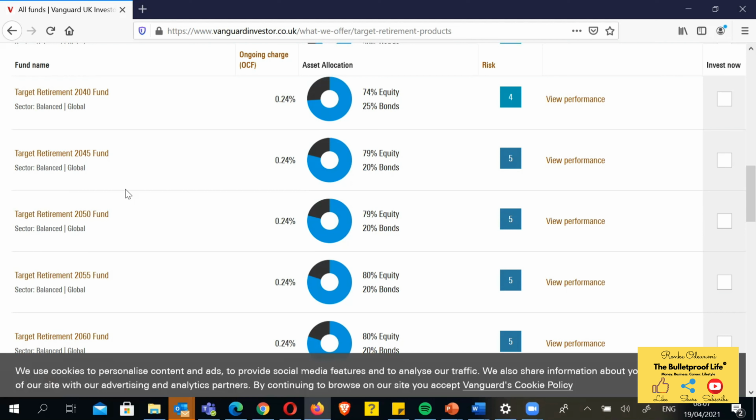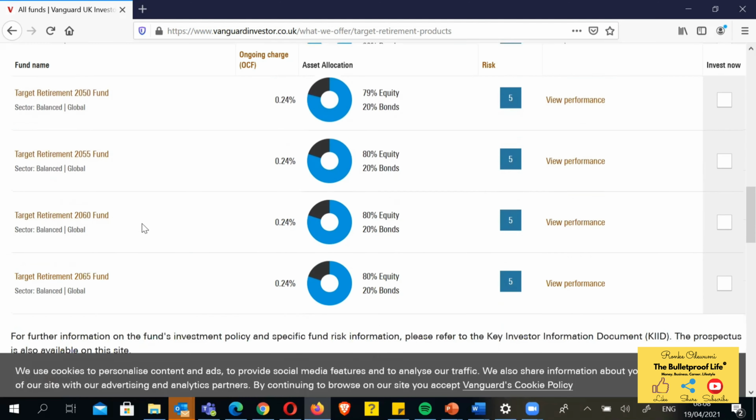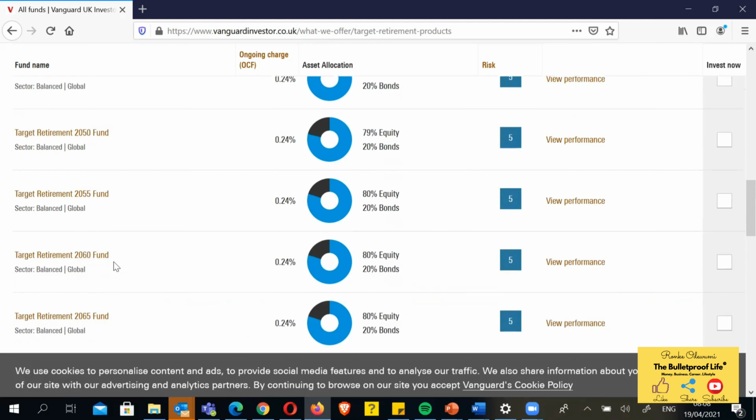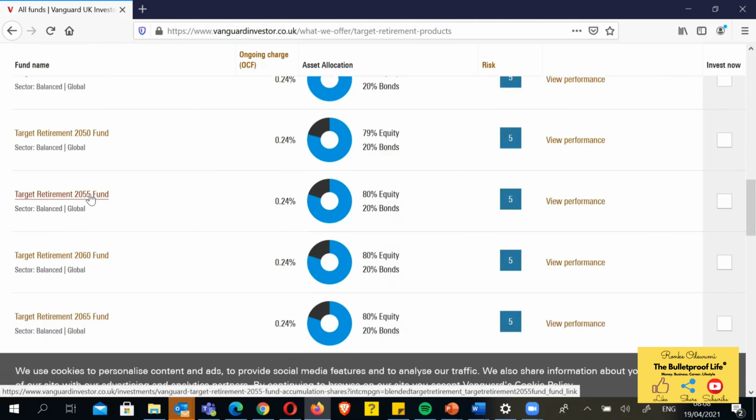2045 is closer to my retirement age, not necessarily when I want to stop working, but that's my retirement age. That's the age when I'm going to be able to say, actually, I don't want to do any more work. You might go for something even more aggressive and say 2065, 80% equity, or 2055, which is also 80% equity.